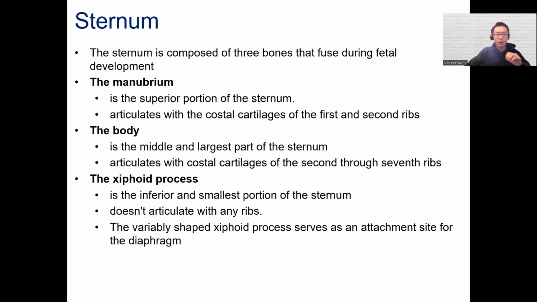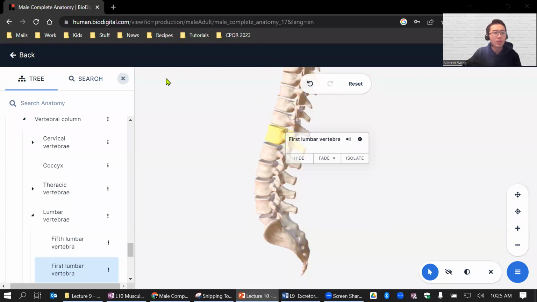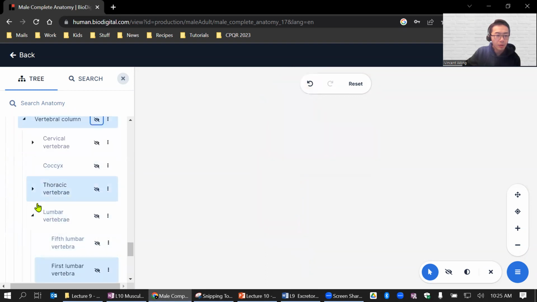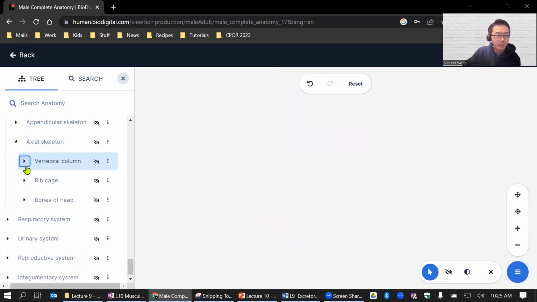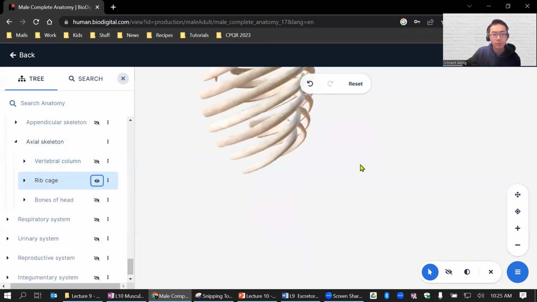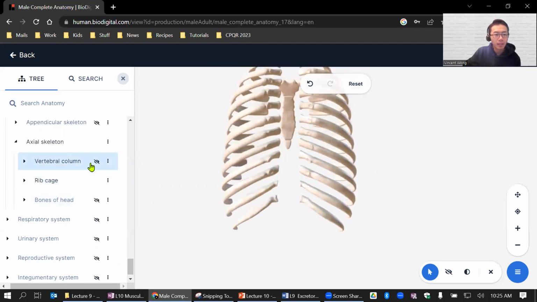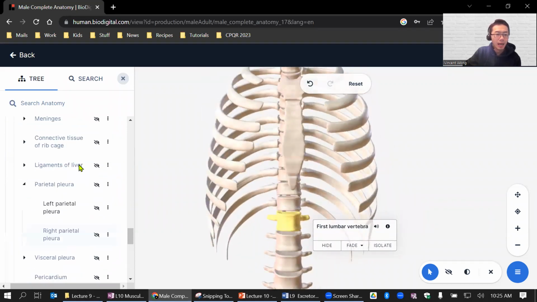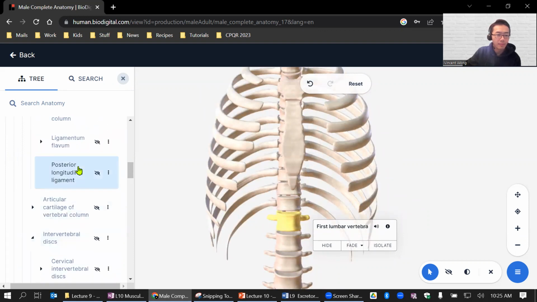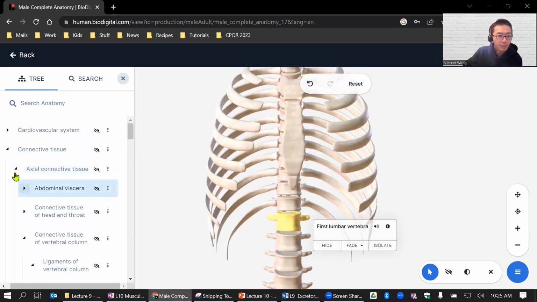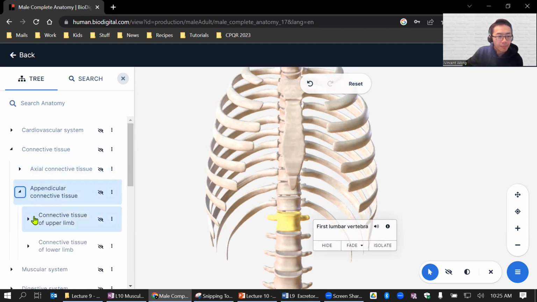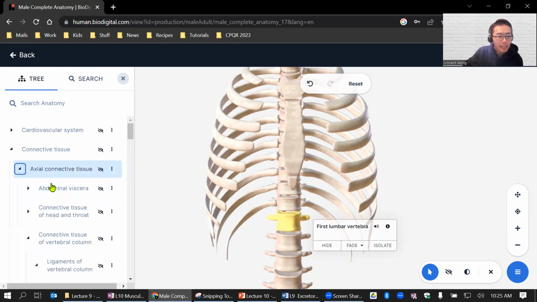Okay, next we have the sternum. Sternum has 3 parts to it. Let me see if I can find the sternum here. Let's put away the spinal column, and we need to have the rib cage. There we go. You know what? Let's keep the vertebral column there. Okay, so the rib cage is right here. I'm sorry. Give me a second. I need to bring back some of the connective tissue. But I have to know where it is.